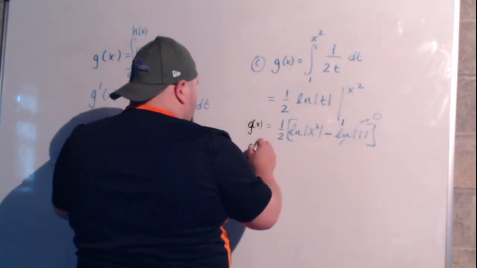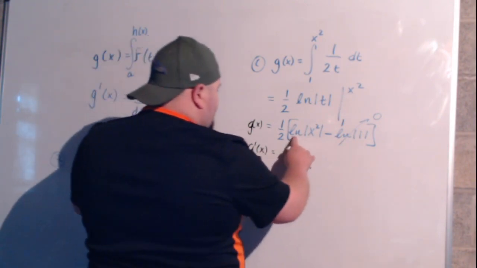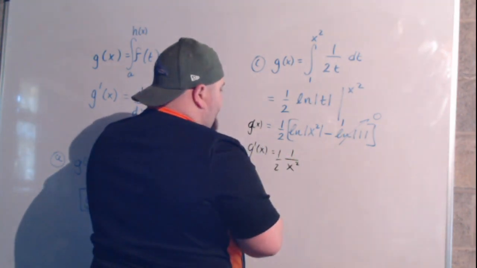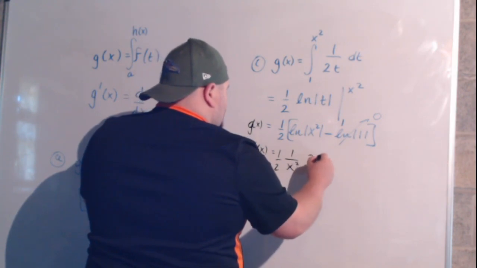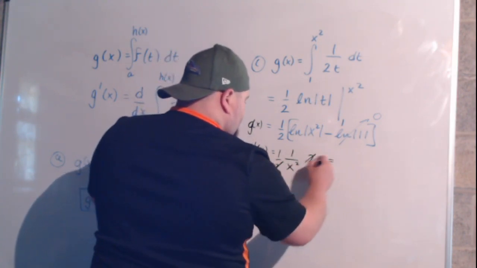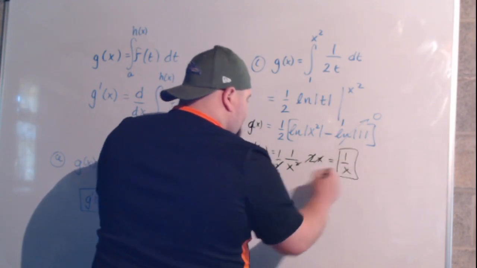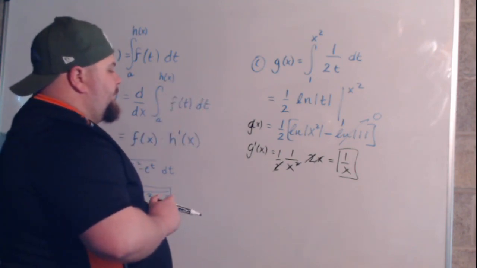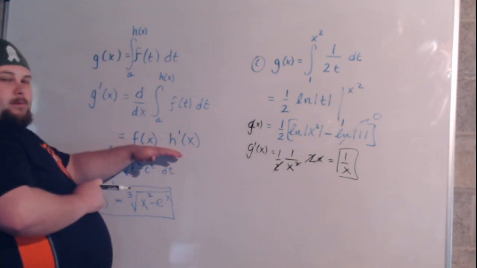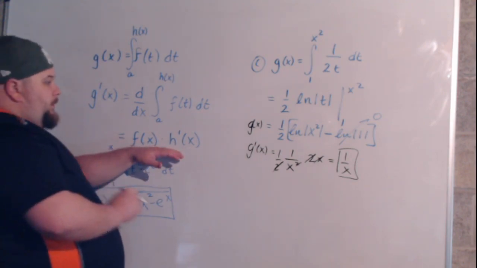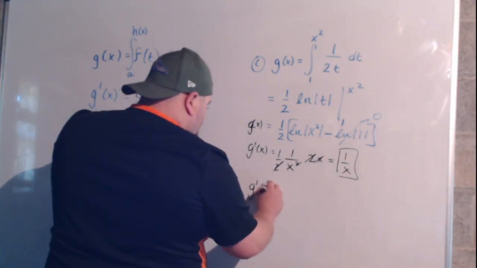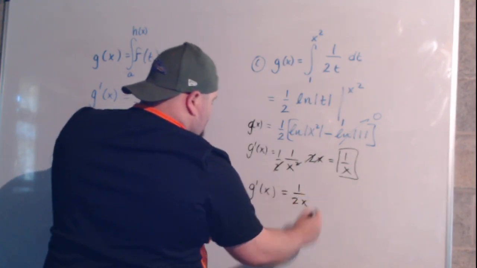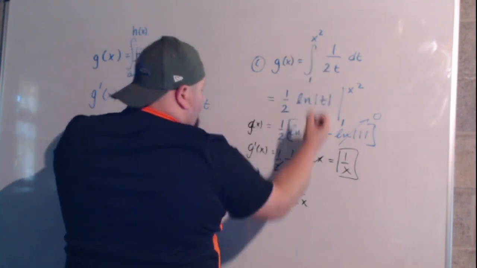If I want g prime, to take the derivative of the natural log, I get 1 over the inside, still with this 1/2 out front, times the derivative of the inside. So that's what the answer should look like. I've integrated and then differentiated. Now let's use this rule to prove that it's true. It says we're going to get this function with x plugged in times the derivative of that function that's the bound.